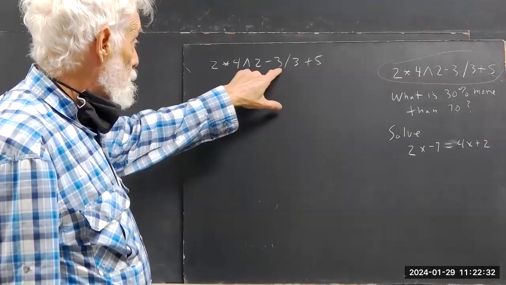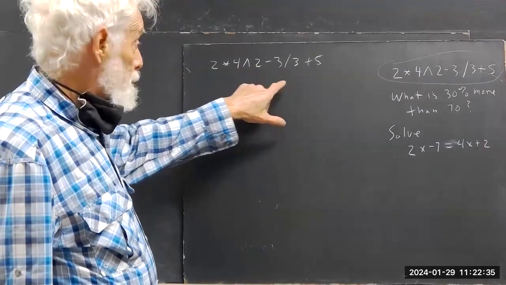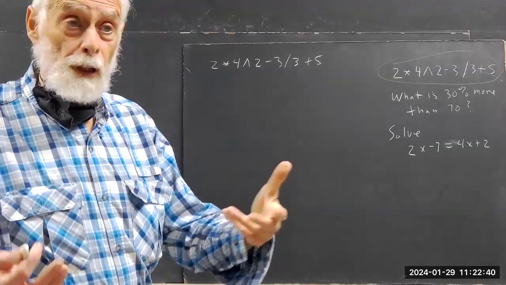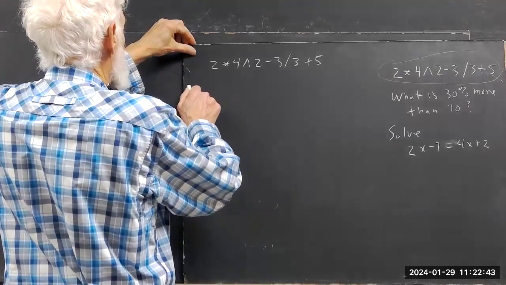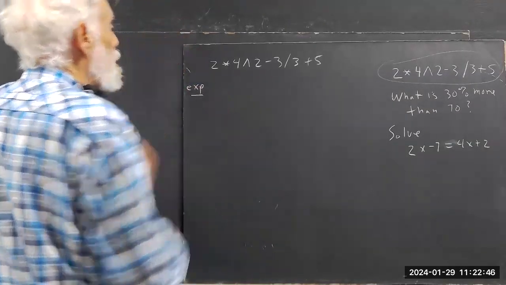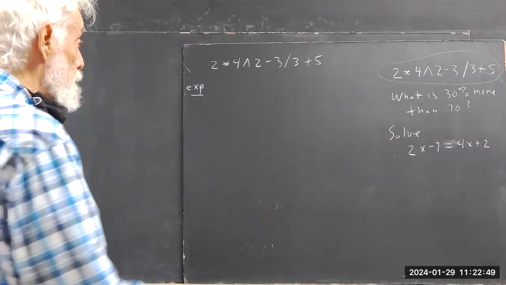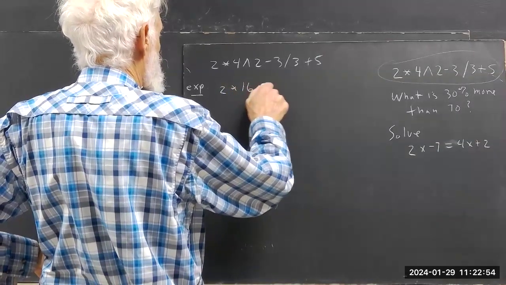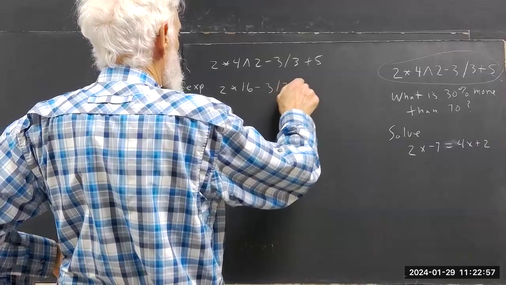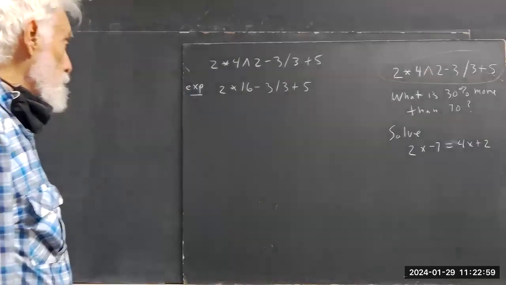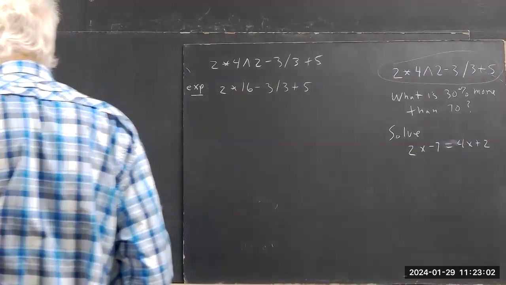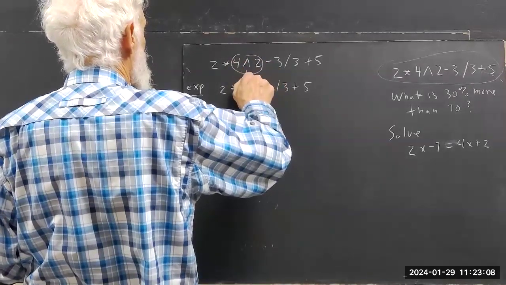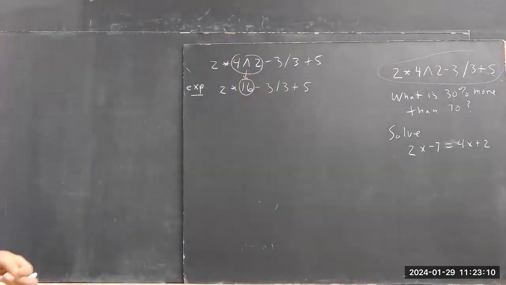And I can't subtract the 3 from the 2 either. Okay, again, because it's involved in a division. So what I have to do is first I exponentiate. I'll abbreviate that. Okay. So what I just did was exponentiate, and that part gave me 16.